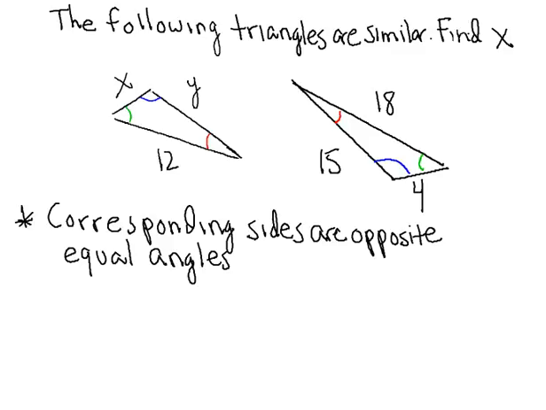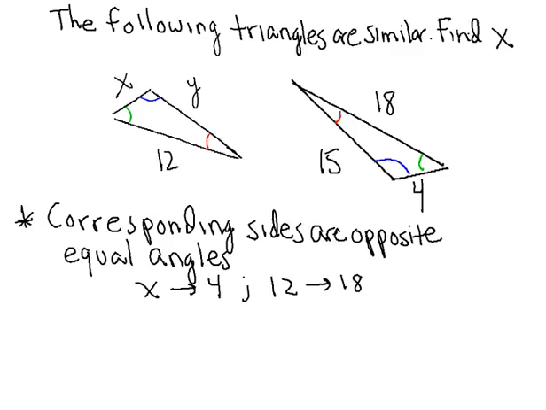Now, in similar triangles, remember the corresponding sides are always opposite equal angles. So in the little triangle then, the side x, I think you would agree, would correspond to, in the big triangle, the side 4, because they are both opposite, if you will, the red angle, and the side 12 in the little triangle will match up with the side 18 in the big triangle, because they're both opposite, if you will, the blue angle.